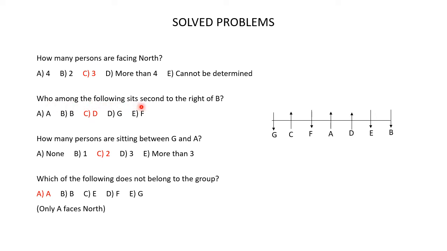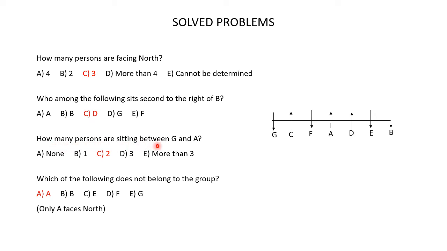Who among the following sits second to the right of B? You're given 5 options and you have to find out which of these options is the correct one. Now to find out who sits second to the right of B. So B is here, second to the right of B is D. So the correct answer is option C, D.